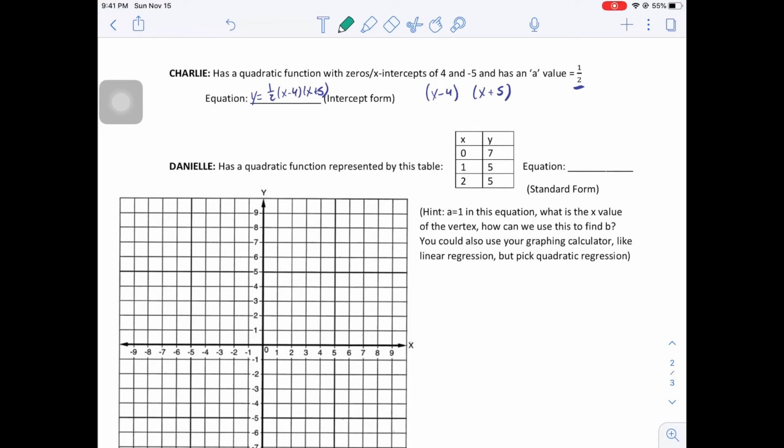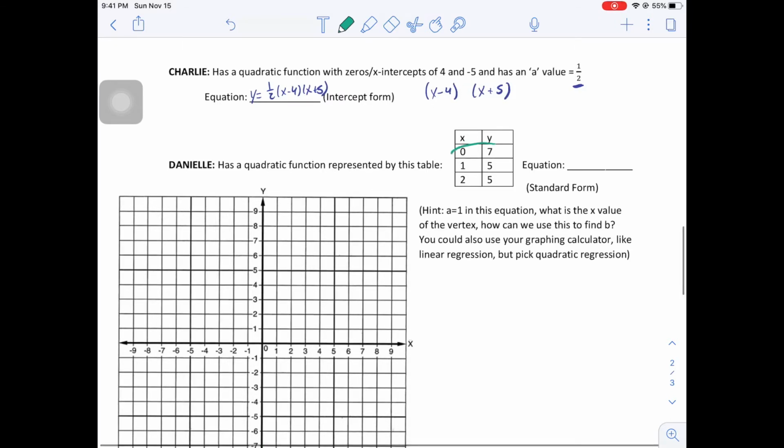Last one here. Danielle has a quadratic function represented by this table: (0, 7), (1, 5), (2, 5). It says, hint, a equals 1 in this equation. What is the x value of the vertex? How can we use this to find the b value? You could also use your graphing calculator like linear regression, but you pick quadratic regression. So, let's do this one.